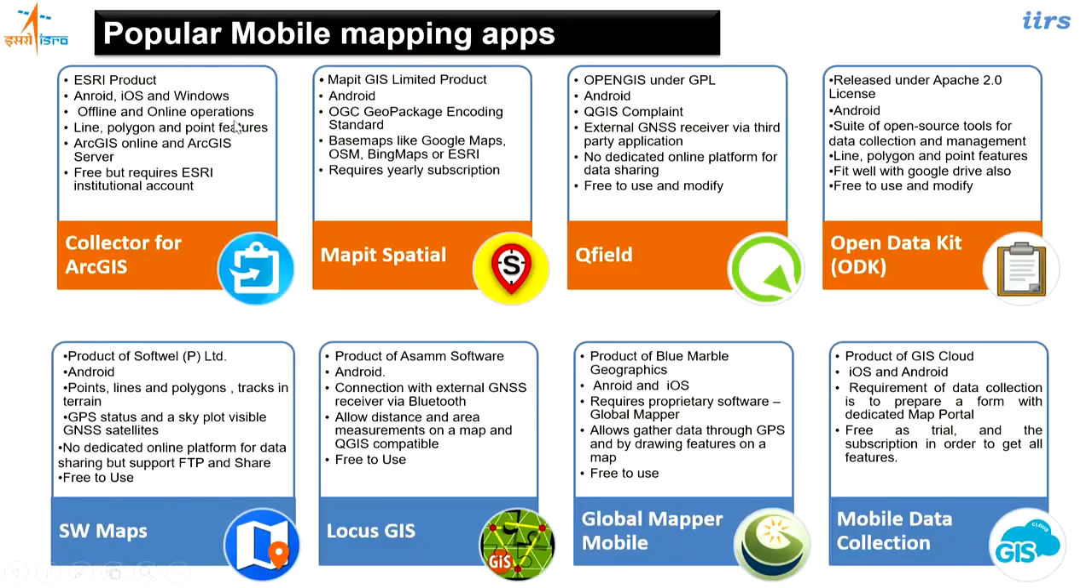Offline and online operations can be performed on top of this Collector. Offline means you are drawing by hand. Online means directly capturing from the GPS and measuring and mapping the data set, mapping the GIS layers. Offline, you are doing it manually. So both it provides. Either do it manually, or you capture it from the GPS and do it automatically. It requires ArcGIS online and ArcGIS server also. Another is Mapit Spatial. Again, this is one proprietary product, Mapit Spatial.